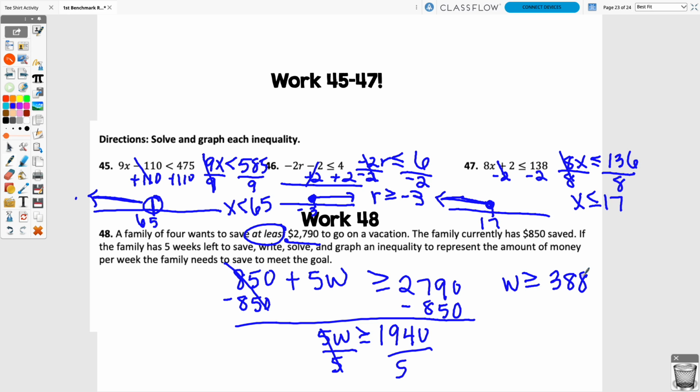So on my number line, I know I've got to show that 388. Does it need to be an open or a closed circle? Closed, because if they save exactly that amount, they're going to have enough to go on their trip. And then what direction would my arrow need to point? To the right. Because if they save more, then that's great. They have more money to buy souvenirs or dessert with or whatever they want to do, but they've got to have at least $388 each week.